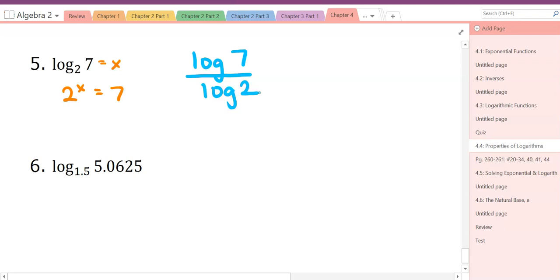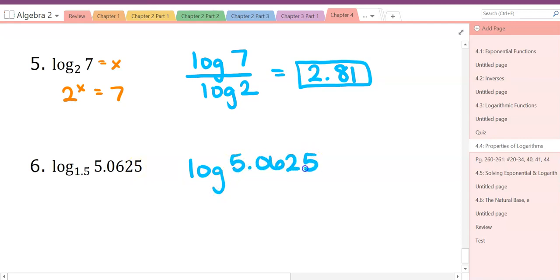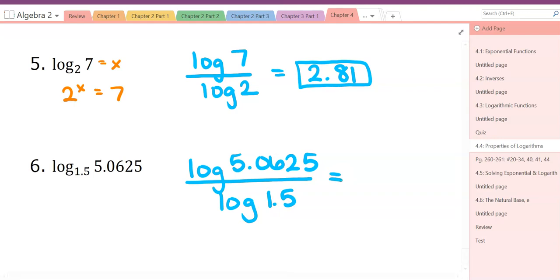So you're going to want to use your logarithm button for both of those. And this is going to come out to be 2.81 if I round it. So I'm going to do something similar with number 6. I'm going to put log 5.0625 and put that over log 1.5. Typing that into my calculator, this one actually comes out to just be 4.